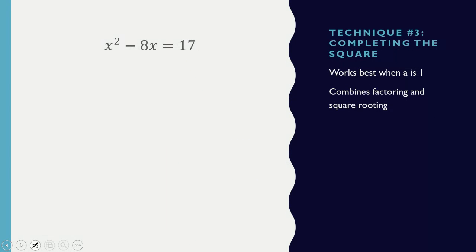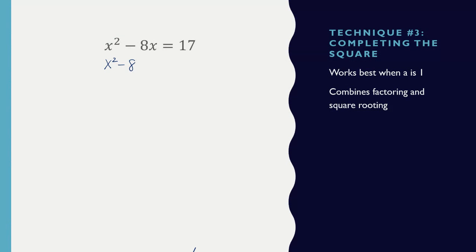Method number 3 is called completing the square. This really works best when a is 1. If a is not 1, it becomes a lot more difficult. You have fractions. It gets ugly pretty quick. This is sort of a combination of factoring and square rooting, and this is where we have to make it into a perfect square so then we can factor and square root.